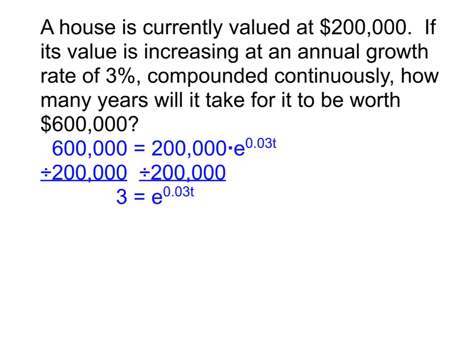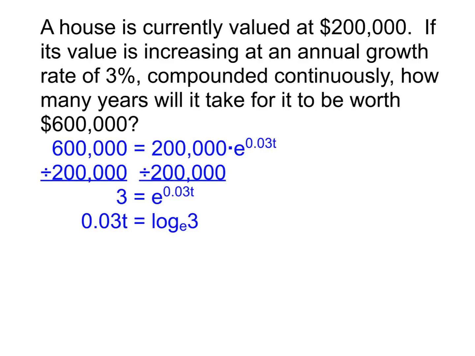All right. Now we need to solve this. We're solving for an exponent. Whenever we solve for an exponent, we do so by writing it as a logarithm. So I'm now going to rearrange this exponential into logarithmic form. And when we do that, we get that it's 0.03t equals log base e of 3.